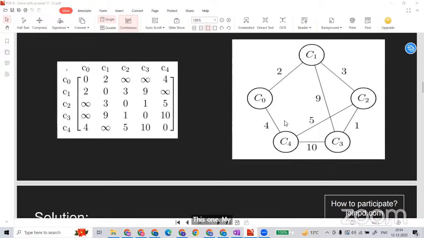My cursor is visible, right? This arrow, this pointer, right? Yes, sir, it's visible. Okay.